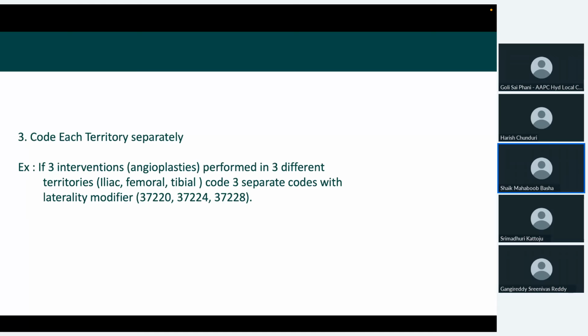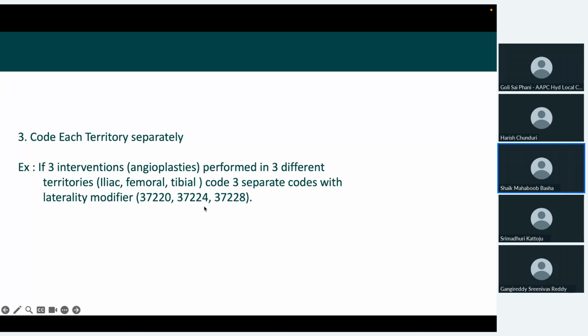Then the third coding guideline: code each territory separately. We do have 3 territories, and all 3 territories should be coded separately. For example, if there are 3 different angioplasties performed in 3 different territories, one iliac, one femoral, one tibial, we can code all 3. All 3 should be primary codes.